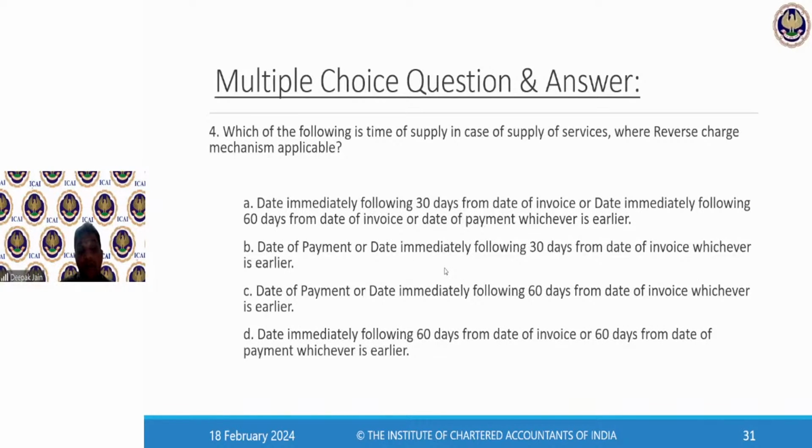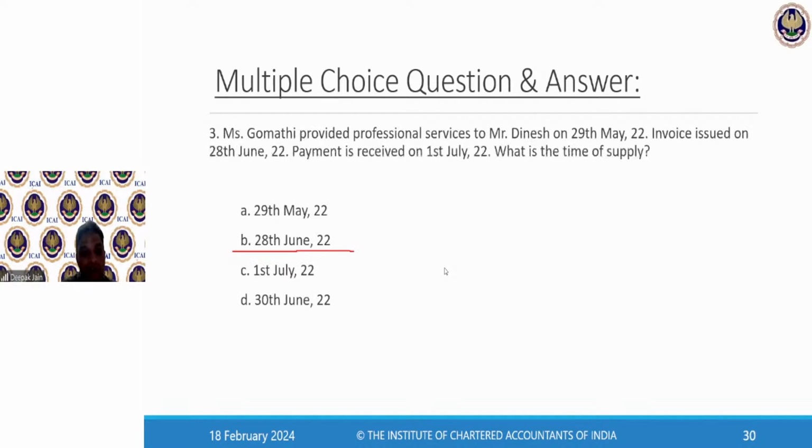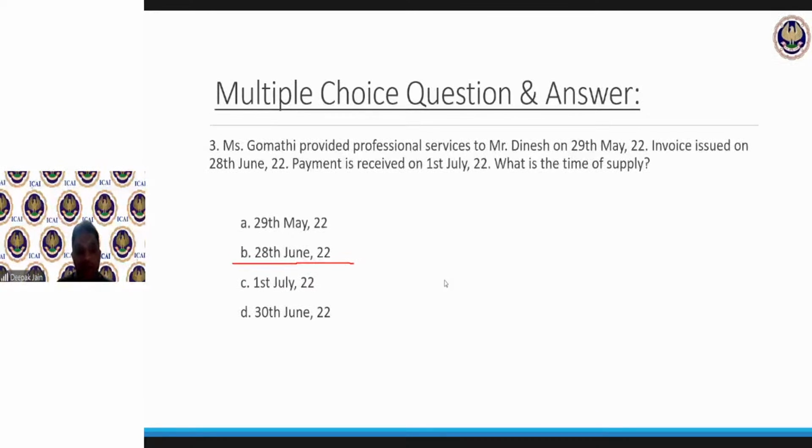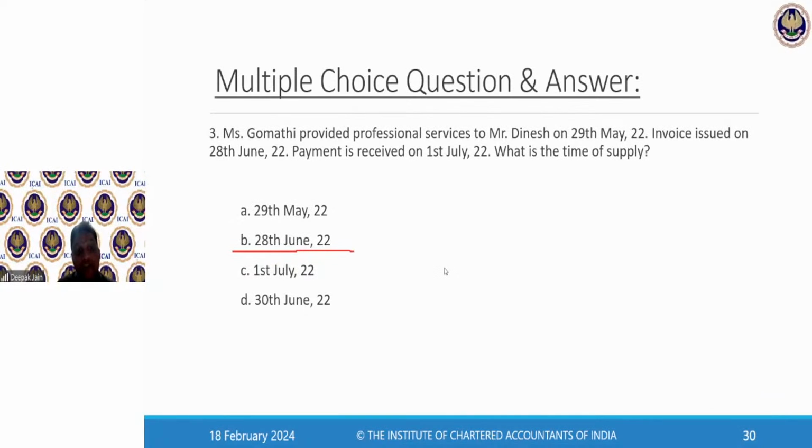It is 30 days from the issue of invoice, not 60 days. I had said 60 days by mistake. 60 days is for RCM. For forward charge, it is 30 days. From 29th May, within 28th June, she has to issue, and she has issued on time. So 28th June is the time of supply. If she had issued on 30th May, then it will fall back to 29th May. If you had issued on 30th June, which is more than 30 days, then the time of supply will be 29th May.